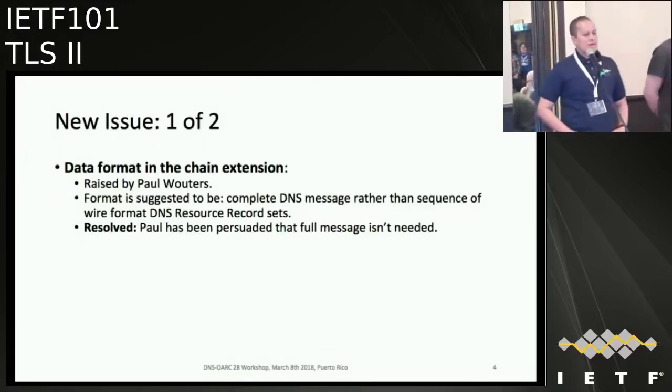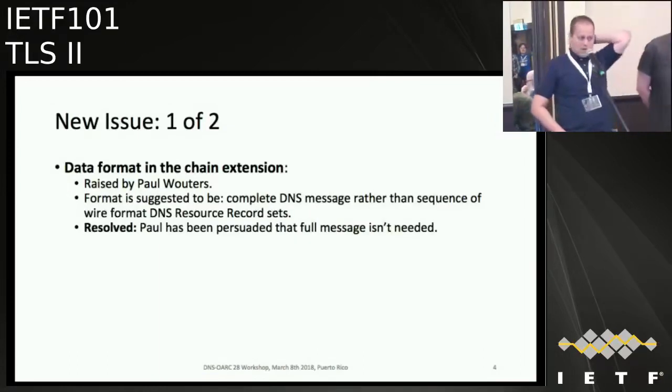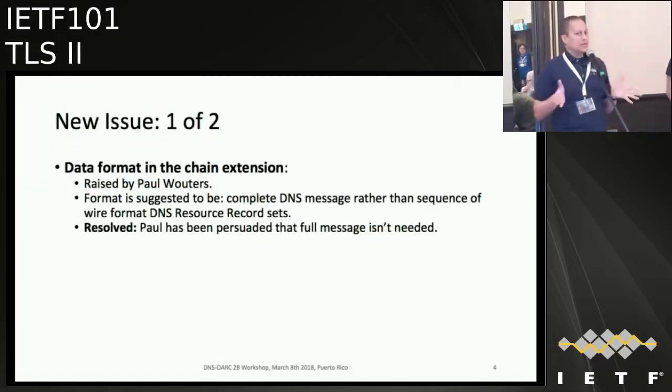So the first one was raised by Paul Wouters, and that's the data format in the chain extension. He was arguing strongly that the format should be a complete DNS message rather than what it says now, which is a sequence of wire format DNS resource record sets. I believe, after some back and forth on the list, that he has been successfully persuaded that a full message isn't needed. But I'll stop here for a few seconds in case he or anyone else has any comments on this issue.